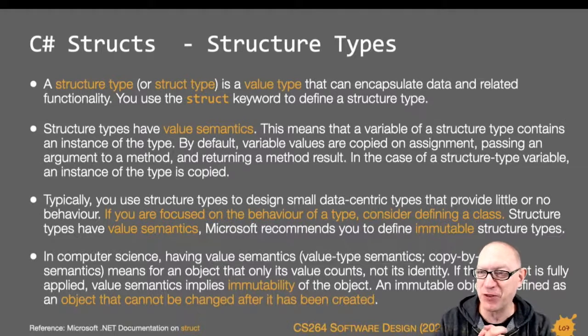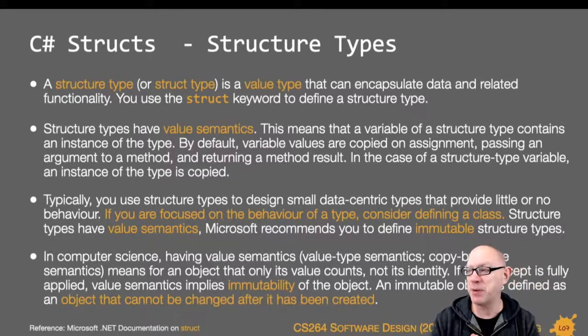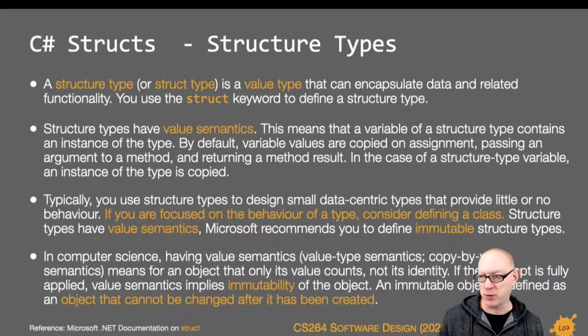Okay, so a structure type, and they're called structs, is a value type that can encapsulate data and related functionality. So you can use the struct keyword to define a structure type. Structure types have these value semantics associated with them. That means that a variable of a structure type contains an instance of the type. So by default, variable values are copied on assignment, passing an argument to a method, and returning a method result. So in the case of a structure type variable, an instance of the type is copied.